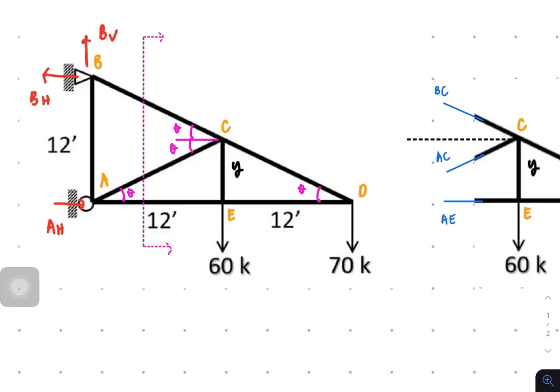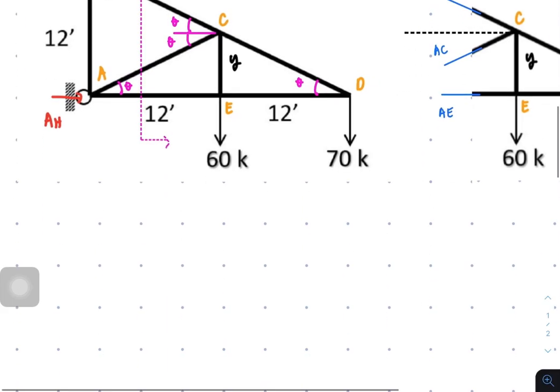So we're gonna proceed in solving for theta. So what is the value of our theta? Theta can be computed as a tangent function of y, which is y equal to 6 over 12.